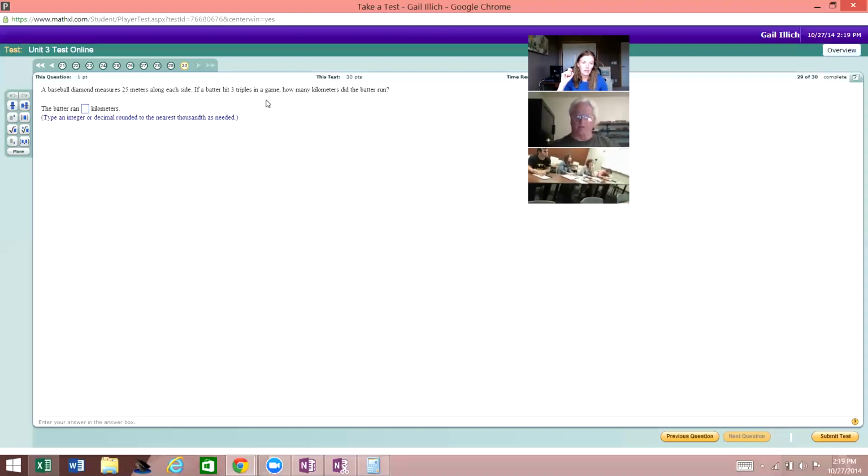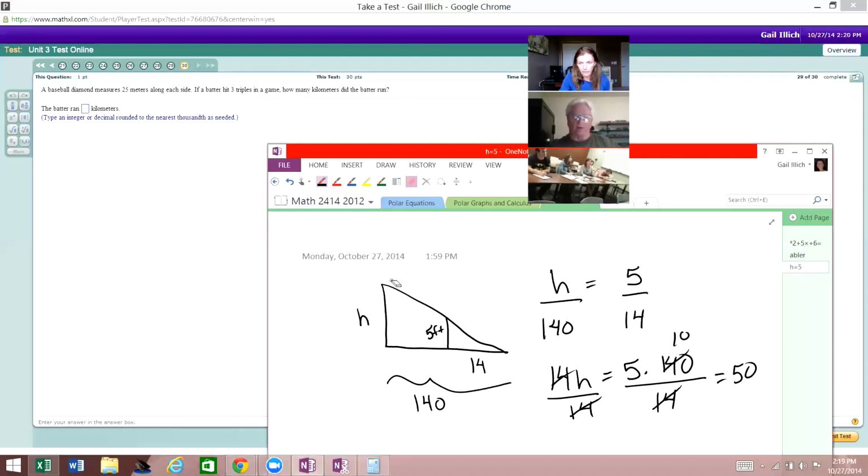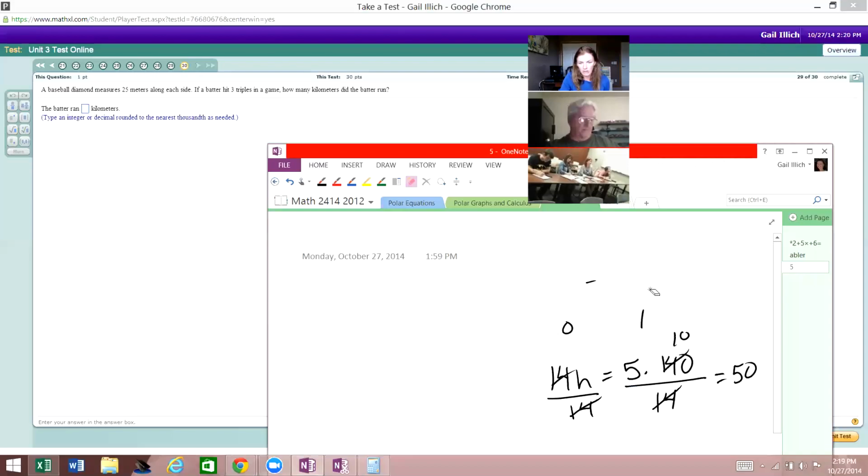That would be 225 meters, and then we have to convert that. So how far does he go if he does 1 triple? 75 meters. All 3 bases. So he went boom, boom, boom. Okay. So he did 75 and he did that 3 times. So it'd be 3 times 75, or 225 meters. All right, 225 meters, and then we're going to convert that to kilometers.